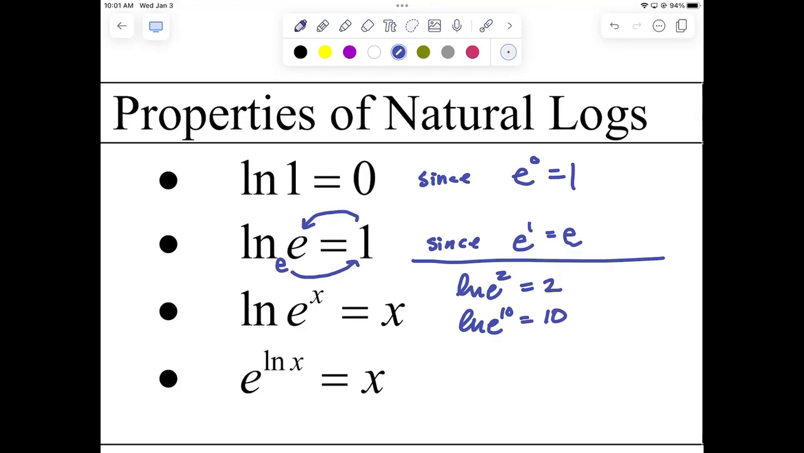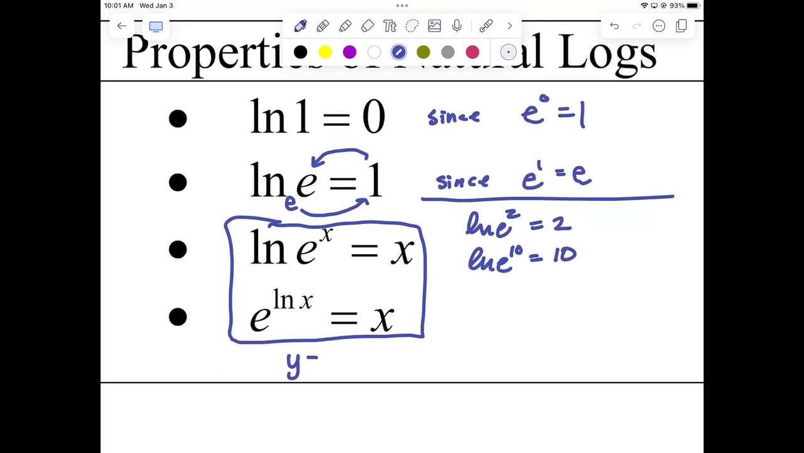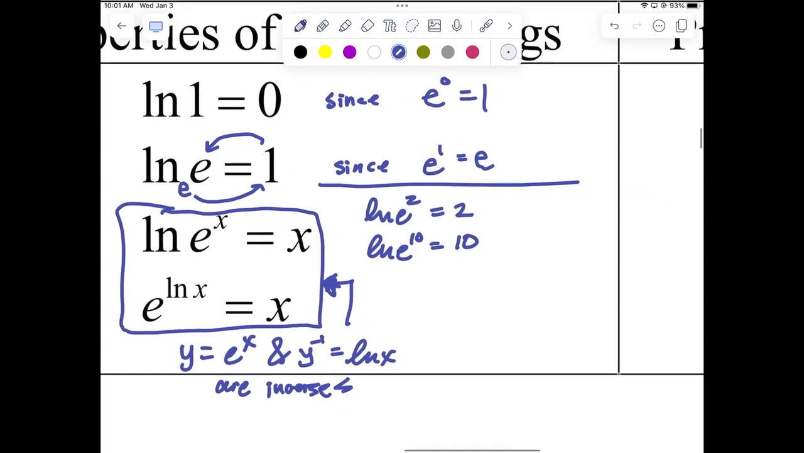10. In general, what's the natural log of e to the x? x. And of course, we could do it in the other order. What's e to the natural log of x? x. Because y equals e to the x, and y inverse equals the natural log of x are inverses of each other. Okay, that's what this means. So again, we can compose them in any order, and we get the answer.